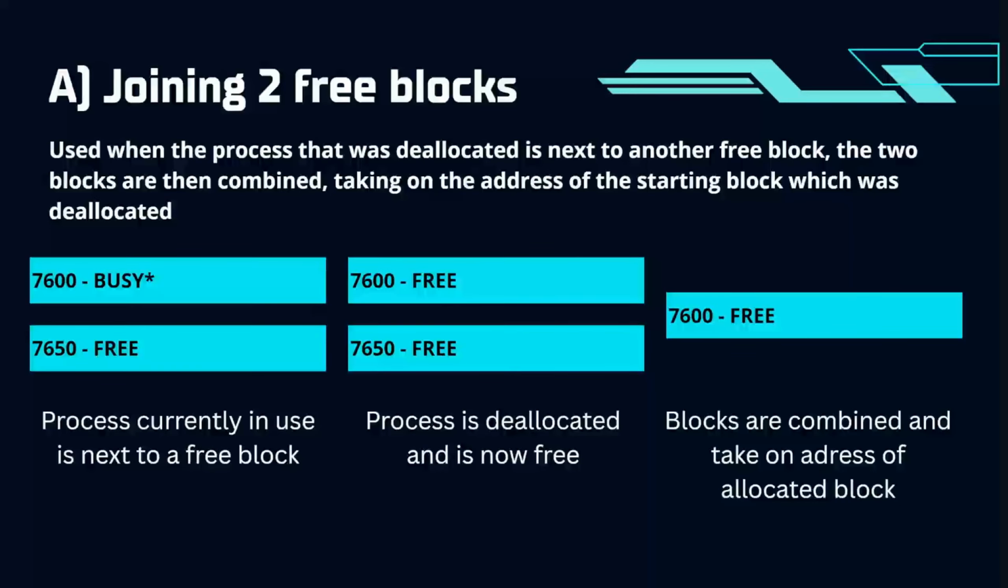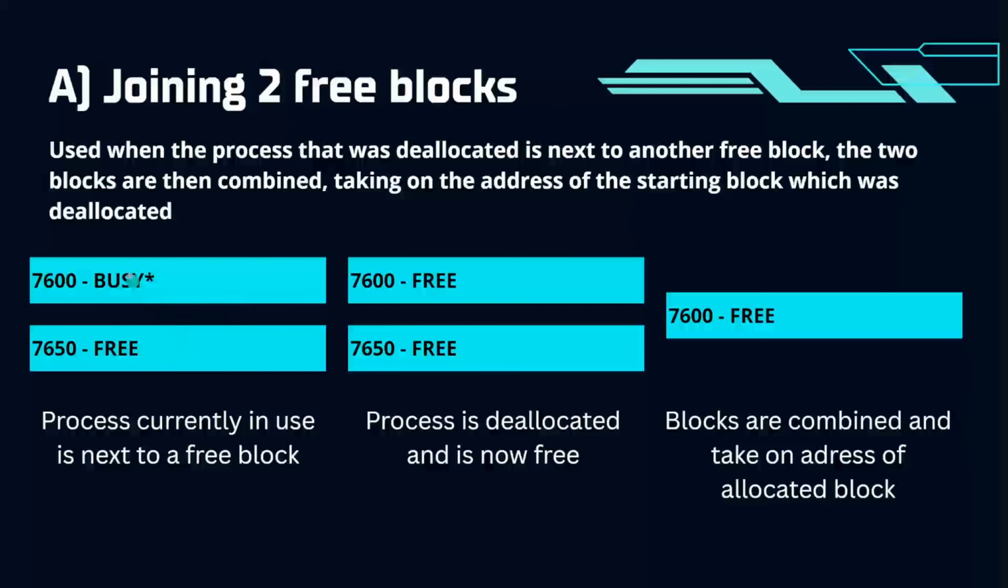So let's look at joining free blocks. As for joining two free blocks, this is used when a process that was deallocated is next to another free block. The two blocks are then combined, taking on the address of the starting block which was deallocated. As you can see here, this one is busy, free, free, free, free.